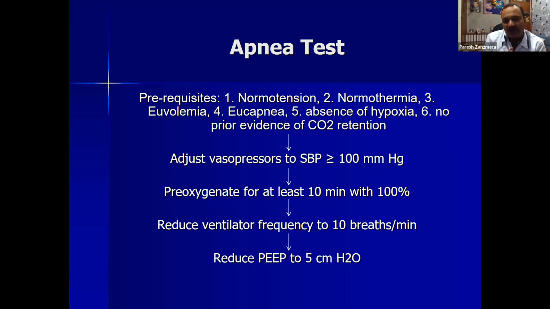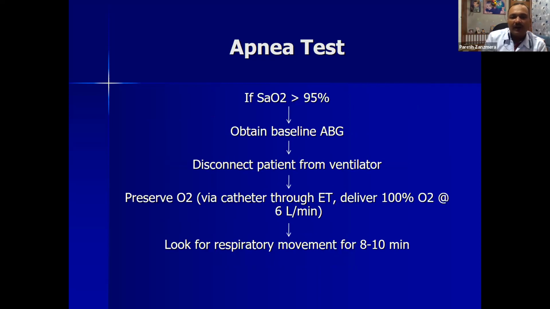Pre-oxygenate. Now this is the critical step. You have to change some settings in the ventilator: pre-oxygenate for at least 10 minutes with 100% FiO2, then reduce the ventilatory frequency to at least 10 breaths per minute, and reduce PEEP by 5 centimeters of H2O. And now you have to see that the saturation is still more than 95%, and this is the time when you obtain the first ABG.